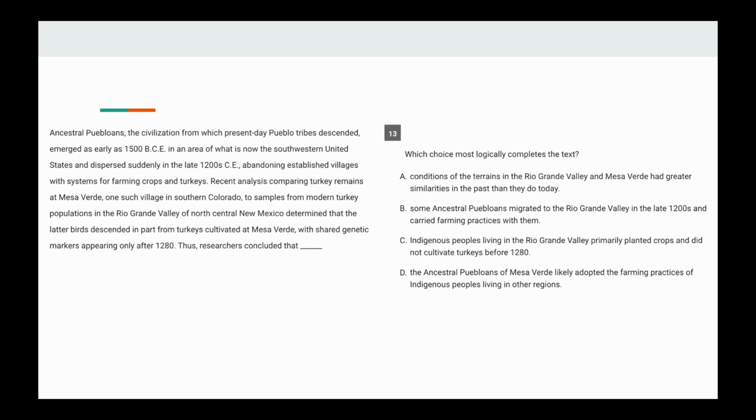D. The ancestral Puebloans of Mesa Verde likely adopted the farming practices of indigenous people living in other regions. As I said, other regions. Anything about other regions in the passage? Anything about indigenous people of other regions? Just ignore the first part of the answer choice. Look at the second part. Indigenous people living in other regions. Did we see anything about that? Nothing like that in the passage. If you do not believe me, read it again. Nothing like that. D immediately eliminated, which leaves B as the only correct answer choice.